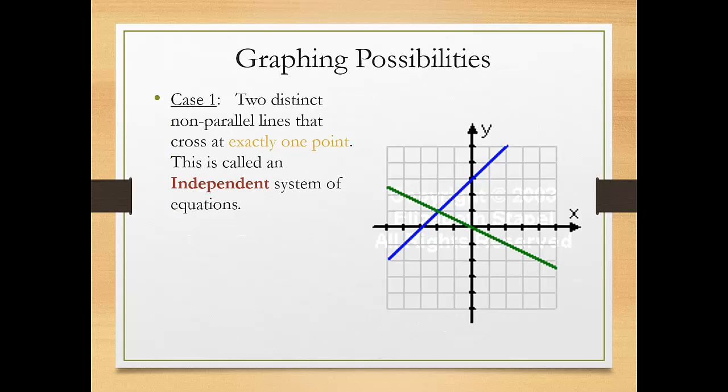So, graphing possibilities. There are three cases. Case one is where we have two distinct non-parallel lines that cross at exactly one point. This is called an independent system of equations. So we have two lines, and they cross at one point. In other words, pretty simple, independent systems have only one solution.